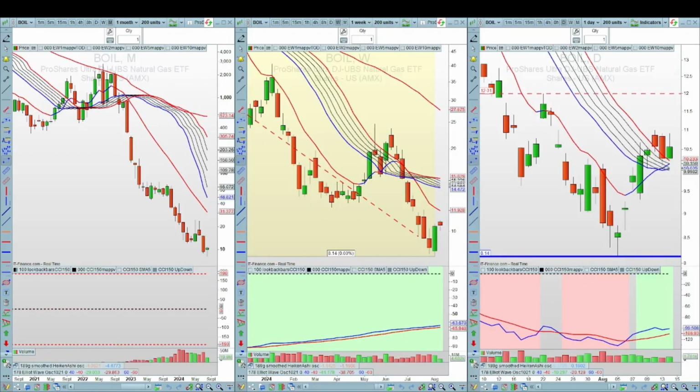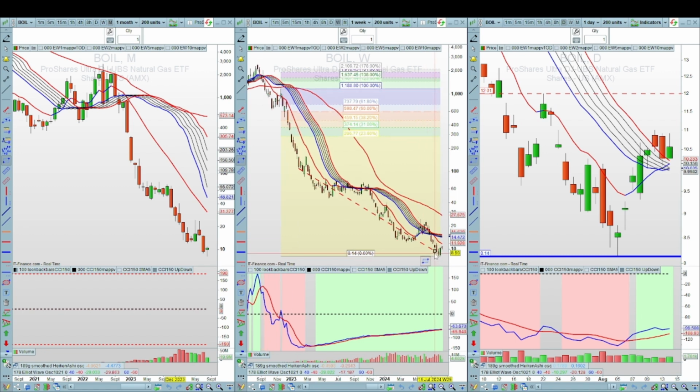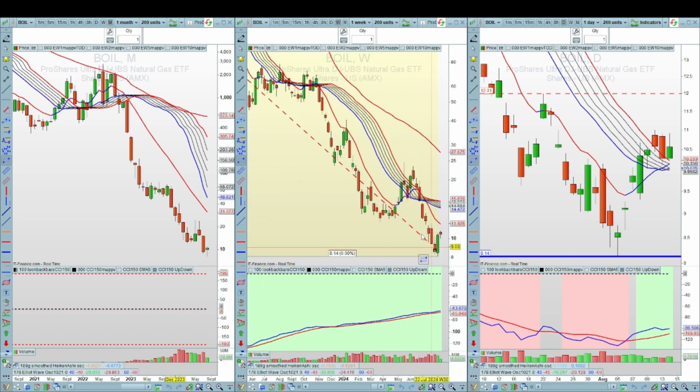So BOIL is showing what looks like a bearish sign on the monthly. There's no CCI for it. On the weekly, however, we did have a bullish divergence here on the CCI versus lower lows on the price, and that price is actually still dropping, so it hasn't started to rebound yet. So I'll keep an eye on that.